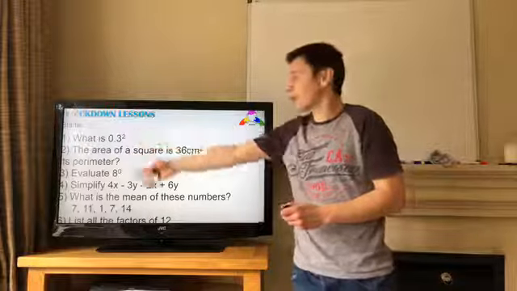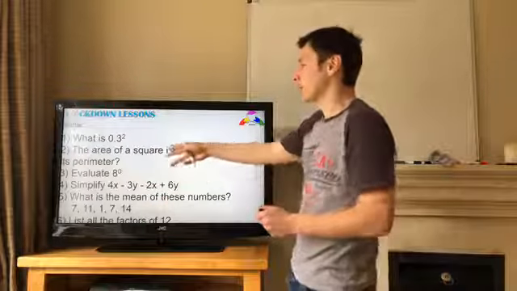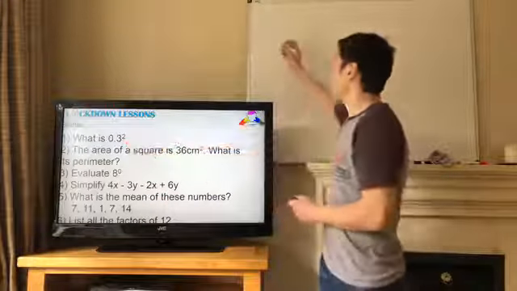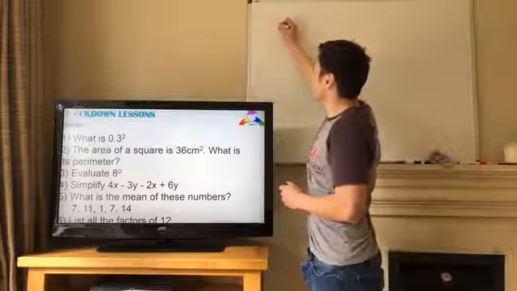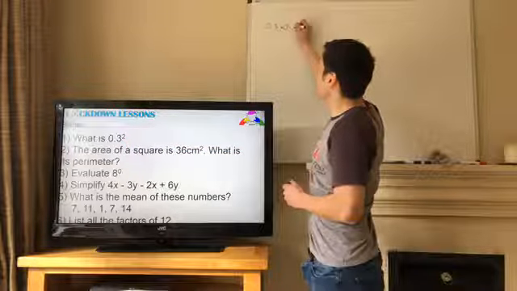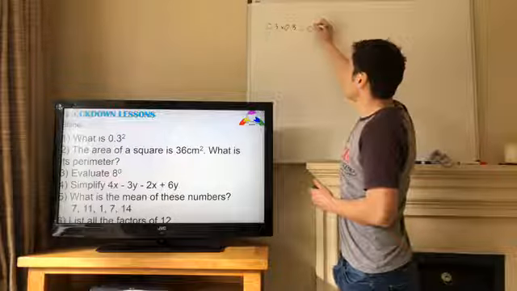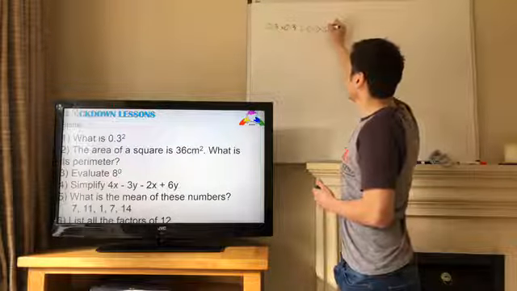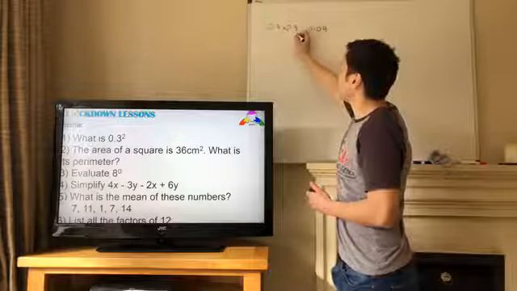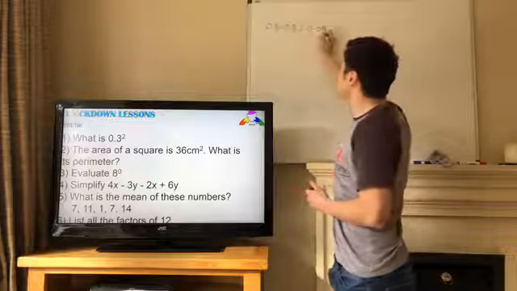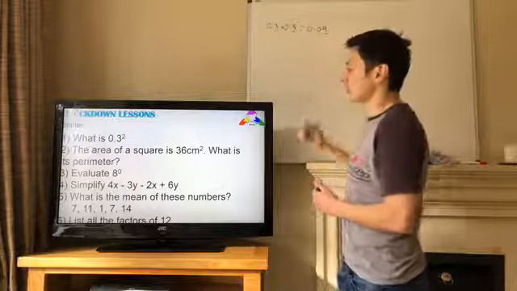Okay, right, we're going to go through these first questions so we can get on with the rest of the lesson. First one, what is 0.3 squared? So I'm sure you all know that 0.3 times 0.3 is what that means. That is going to be 0.09, okay? Because we've got two decimal places there, we've got two there as well.